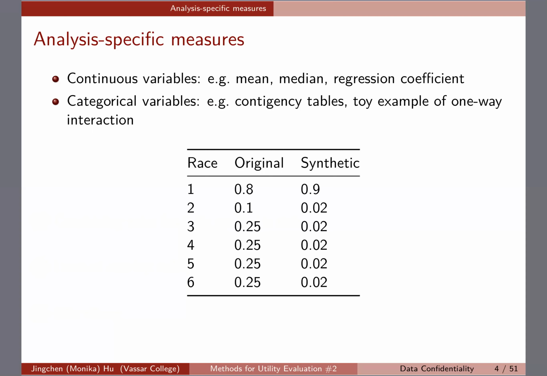So for example, let's say I'm looking at this race category variable. If you remember, it has 6 categories in the CE data. And let's just say in the original data set, the percentage breakdown is in the second column here. And let's say in a particular synthetic data set, the percentage breakdown is in the third column. This is what we call one-way interaction because you're only looking at race, in the case that you synthesize race, okay?